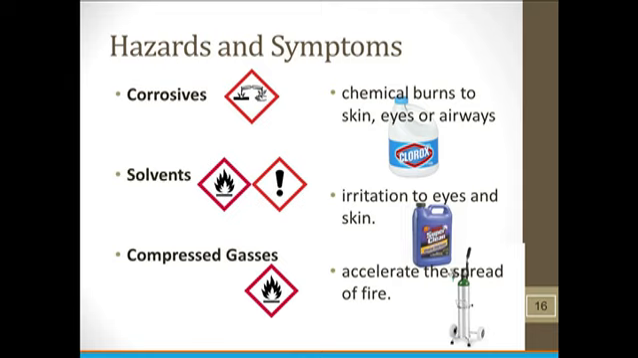First, let's look at corrosives. An example of a corrosive is bleach, and it may cause chemical burns if in contact with skin, eyes, or airways. Another group of chemicals are called solvents, such as degreasers, and these may present an explosion hazard or a fire hazard, and they may also cause irritation if they come in contact with eyes and skin. Lastly, we have compressed gases on site, such as oxygen, and these may accelerate the spread of fire.